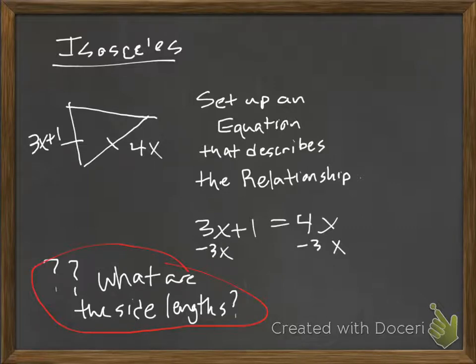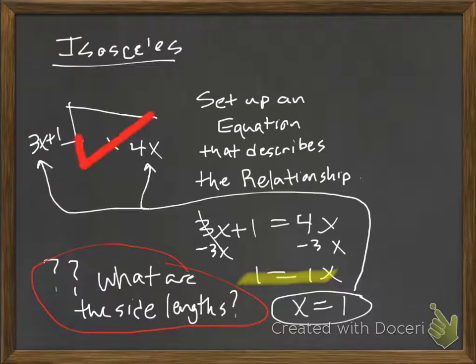That's a good thing. Remember, if I solve this equation first, I want to get the variable on one side, and then once I get the variable on one side, I find out what x is. X is 1. And then I put x back in to get the side lengths. So what happens? X equals 1, 4 and 4 are the lengths of those two sides. Okay? So that's a quick recap.